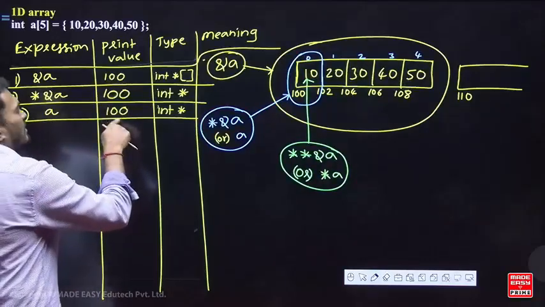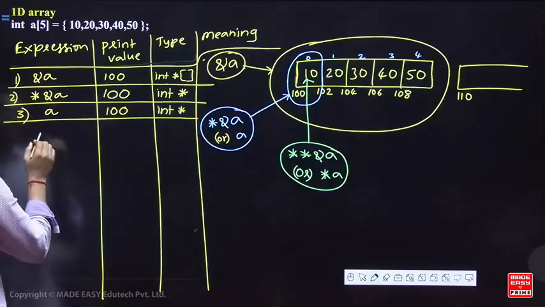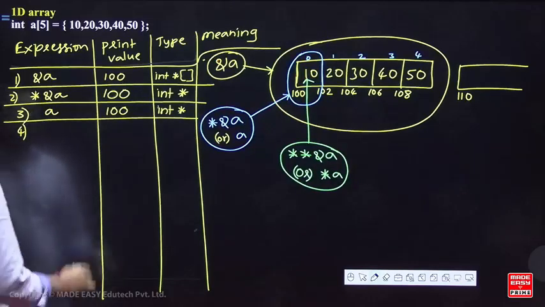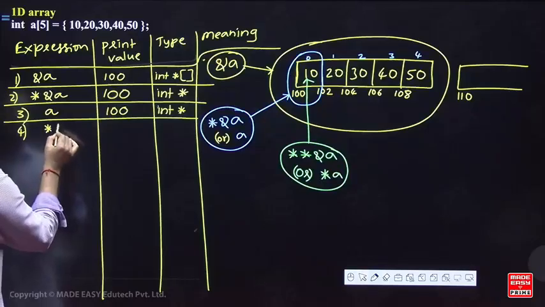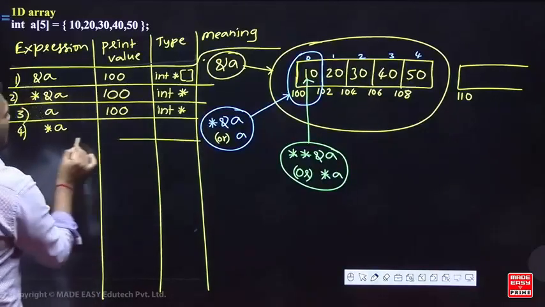Okay, A is 100. That is an int star, same, right? Next, number 4. Now tell me, if I say star A, what will print?